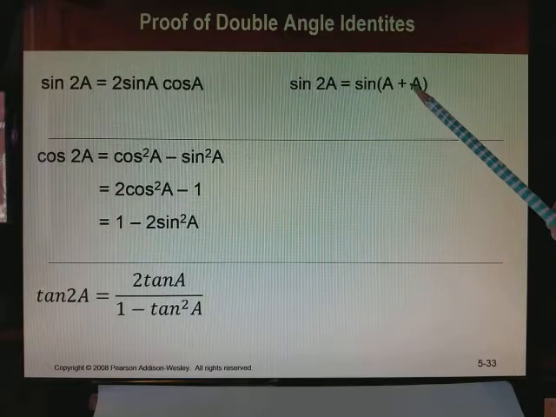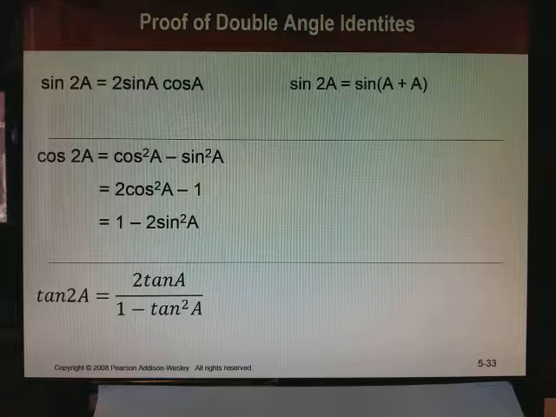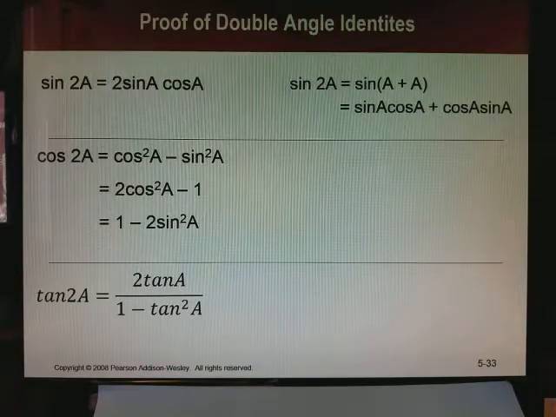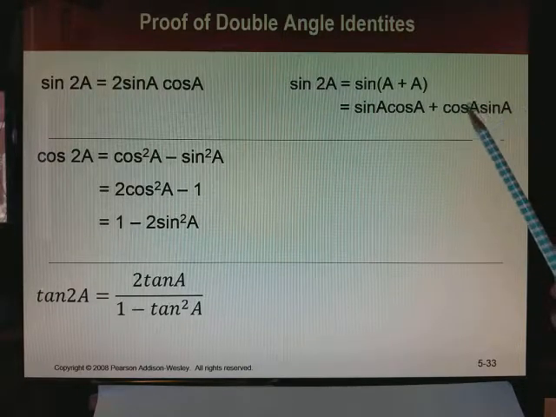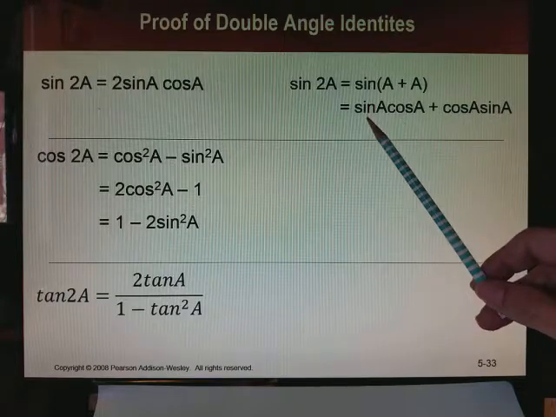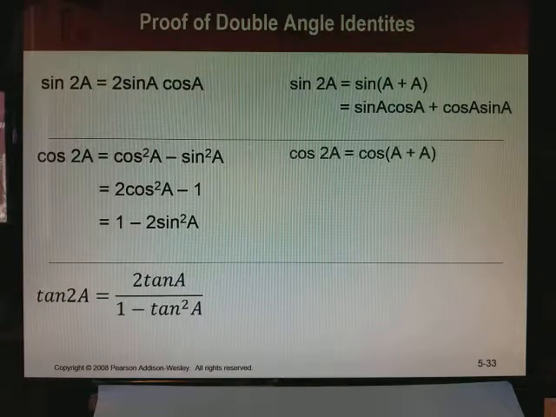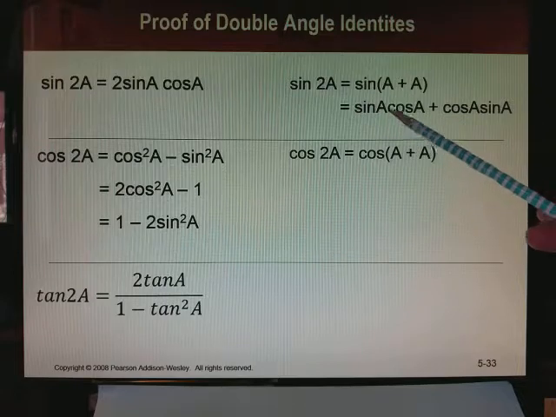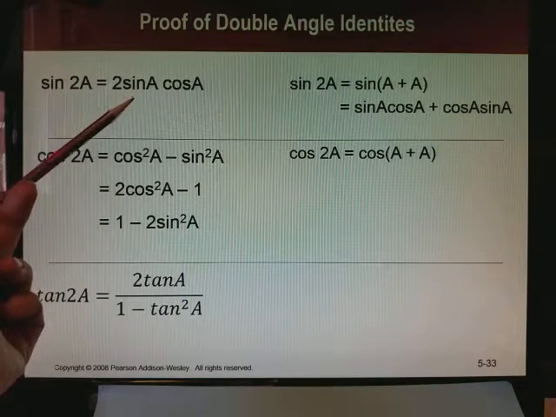Now, I'm going to use the sum and difference rules at the top of your formula sheet. You notice when I do that, if this is the cosine a times sine a, that would be the same thing as sine a times cosine a. And that's where the rule of 2 sine a cosine a comes from.